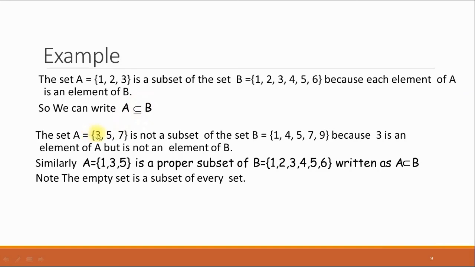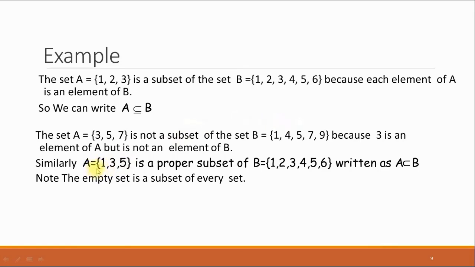Similarly, set A contains the elements 3, 5, 7. This set is not a subset of B because only 5 and 7 belong to B, but element 3 of set A does not belong to set B. Since not every element of A belongs to set B, A is not a subset of B.